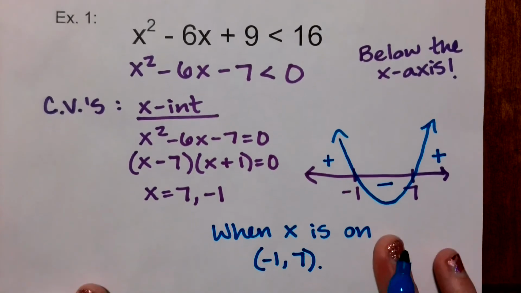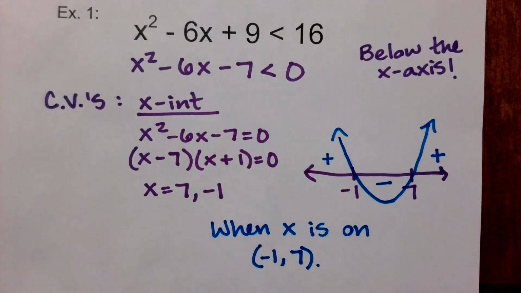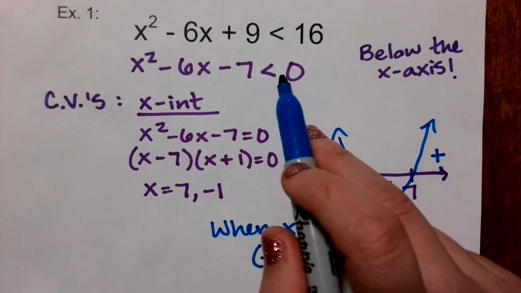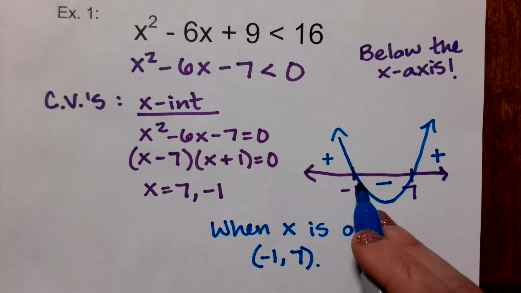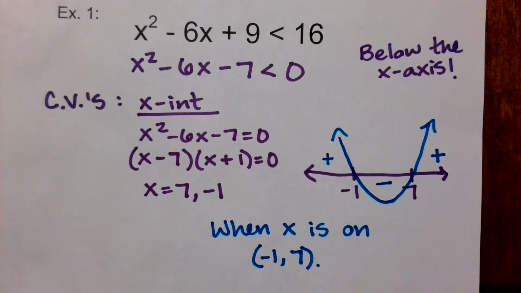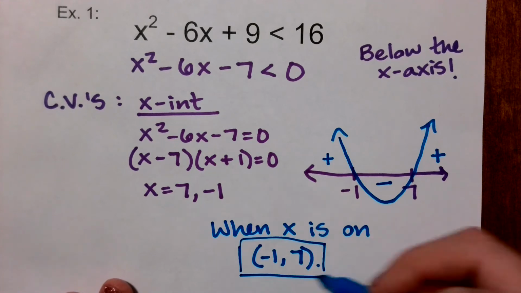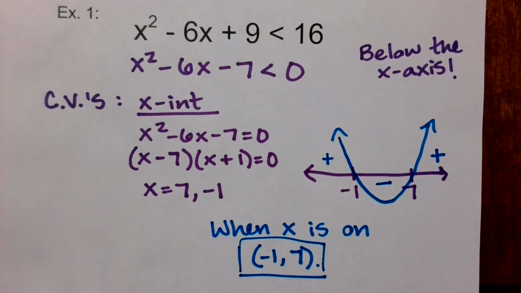And you don't have to write that sentence every time. We can just use the interval -1 to 7, but I just want to be clear that that's what we're answering. We're saying this inequality is true when x is on the interval from -1 to 7. Of course, if it was less than or equal to 0, then we would include -1 and 7 in our interval, but this was strictly less than 0, so it's just from -1 to 7.